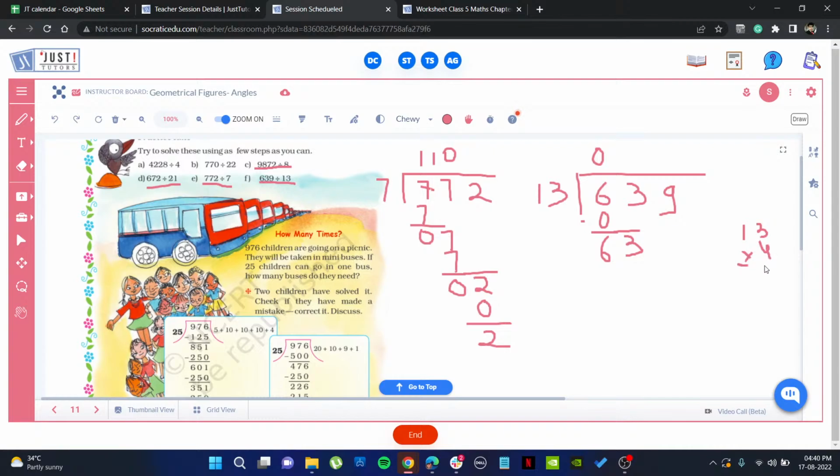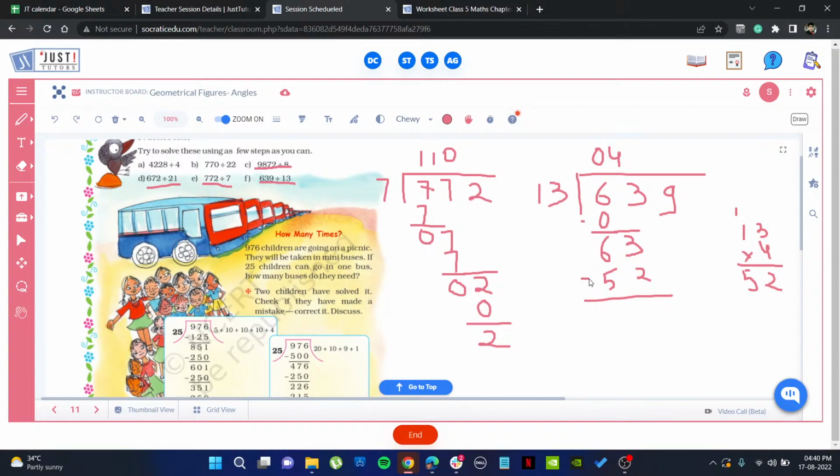3 times 4 gives us 12. So let's write down 2 here, 1 here. 4 times 1 is 4 and we get 5. So we get 52. Is 52 near to 63? Yes, it is near to 63. So therefore 13 times 4 gives us 52. It means that we need to take away 52 from 63.